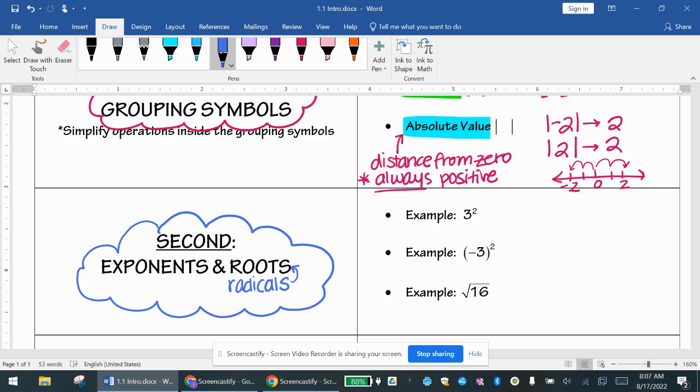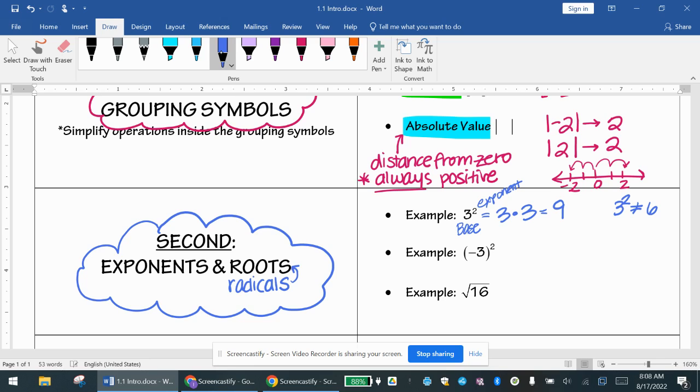Now remember, exponents are little numbers that are on the top right corner of another number that's bigger. So the bigger number is called the base. The smaller number is called the exponent. Now, what does an exponent do? An exponent tells you how many times you need to multiply the base with itself. So since the base is 3, it means it wants you to multiply 3 with itself 2 times. So the answer here is 9. So be careful because it's not saying 3 times 2, which is 6. They want you to multiply the 3 with itself 2 times.